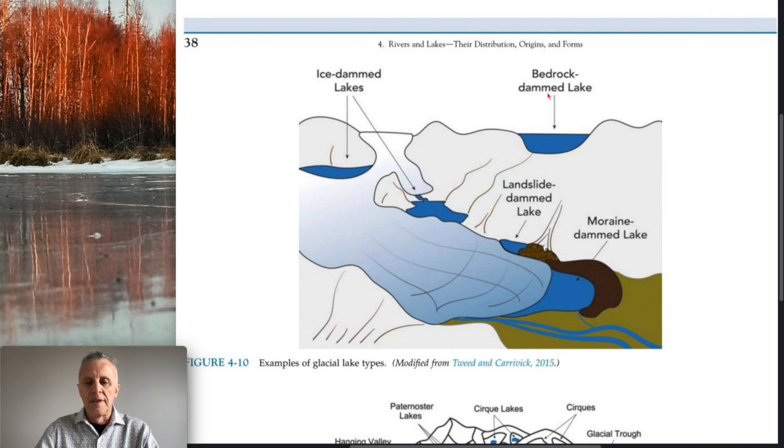So we have the bedrock dam lake, where we have bedrock here, and then we have a lake that is dammed by the bedrock. We have ice dam lakes, where lakes are prevented from flowing due to the presence of ice dams. There's an ice dam here, and there's an ice dam right here. There's a landslide dam lake. There was a landslide on this slope of this mountain that created a lake, and that is dammed by the glacier. Then there's a moraine dam lake. There's a moraine here that is damming this lake.